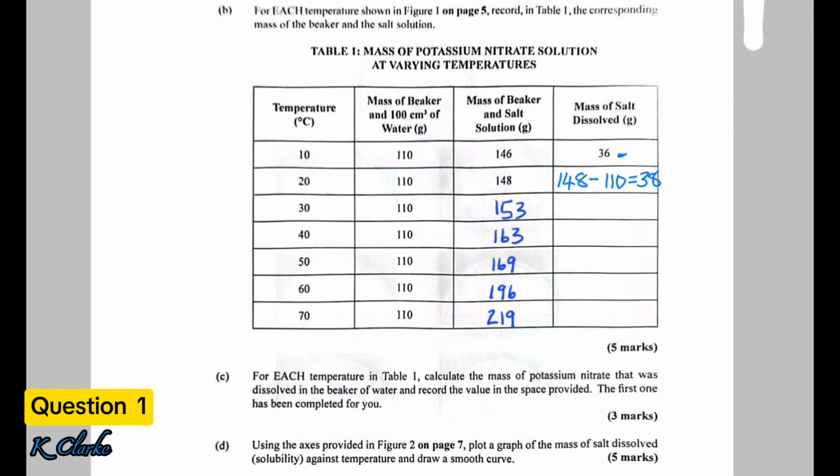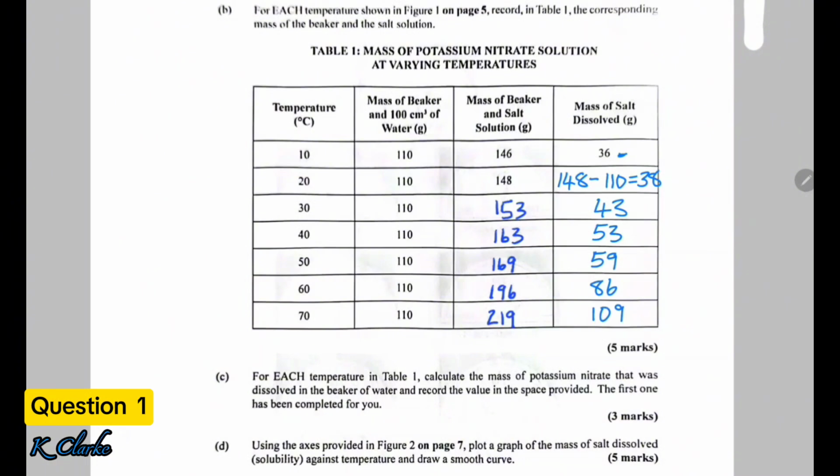And we're going to do it for the others, the subtraction, and this will be 43. 163 minus 110 is 53. 169 minus 110 is 59. 196 minus 110 is 86. And the last one, 219 minus 110 is 109. Alright, so we have completed the table.